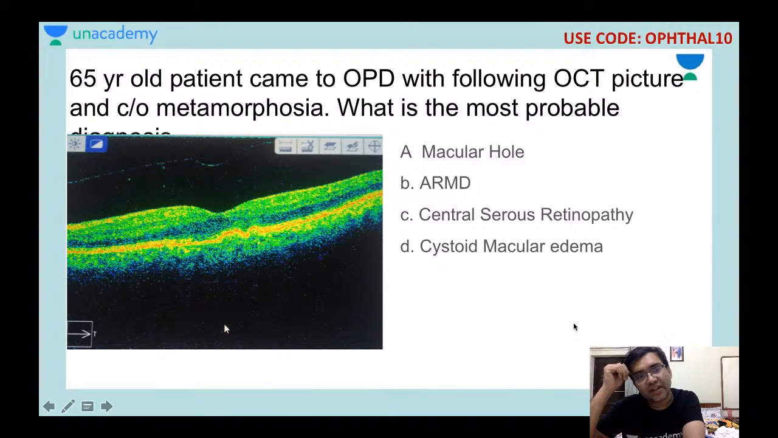Okay. So our next question is, a 65-year-old patient came to the OPD with the following OCT picture and complains of metamorphopsia. What is the most probable diagnosis here? That is your macular hole, ARMD, central serous retinopathy or cystoid macular edema. Try to answer fast.